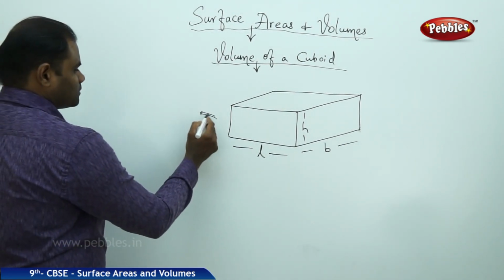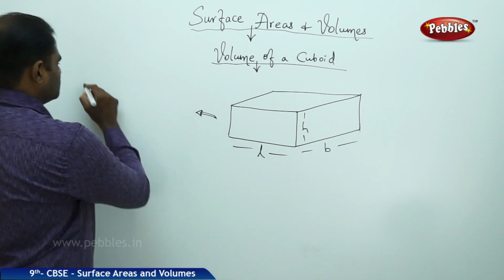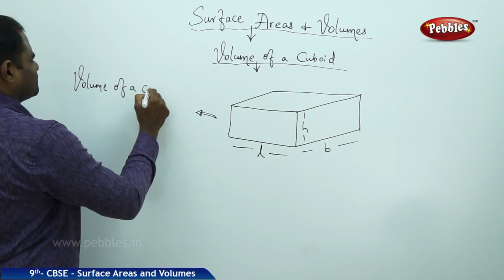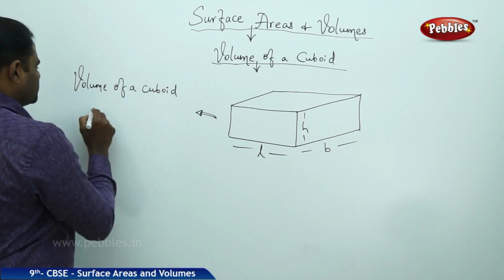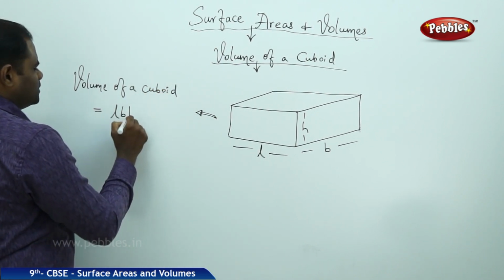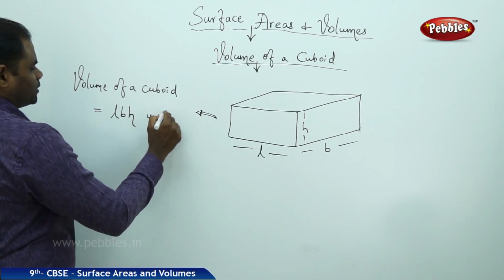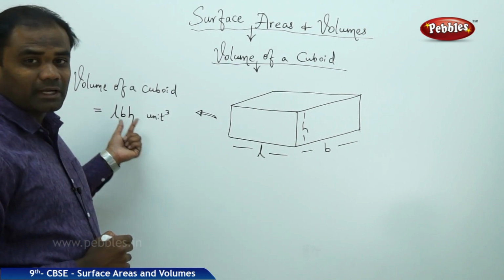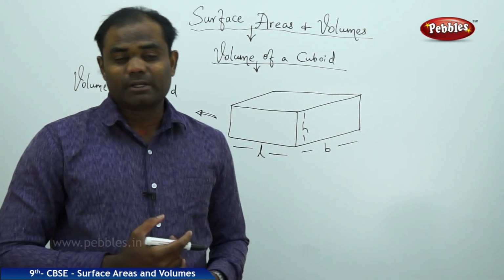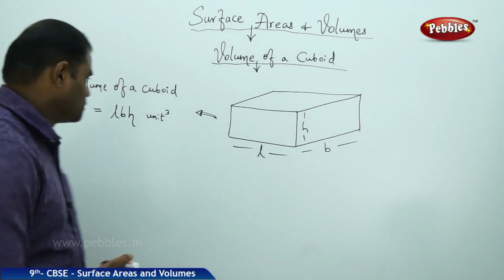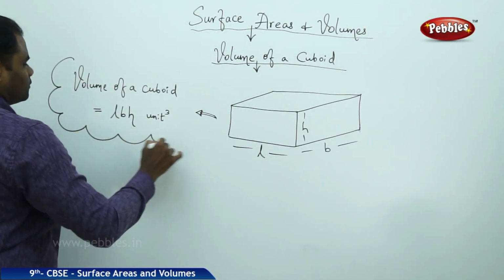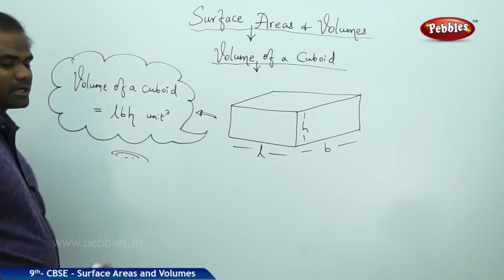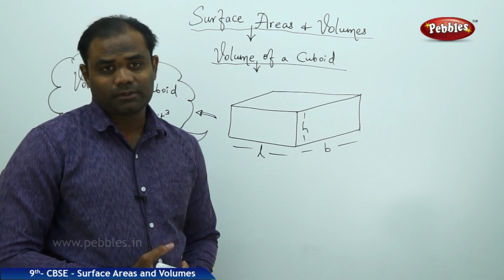So for this cuboid, the volume of a cuboid is given by the formula LBH unit cube. So if I have the length, the width, and the height of the cuboid, I just multiply all the three dimensions, which gives me the volume of a cuboid. That is how I understand volume of a cuboid.